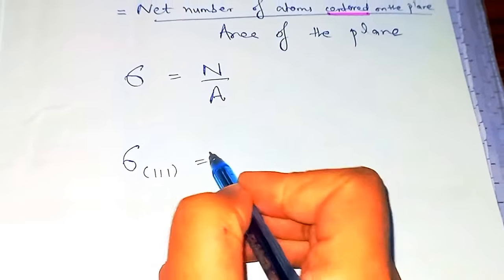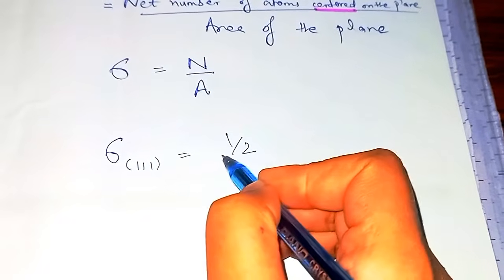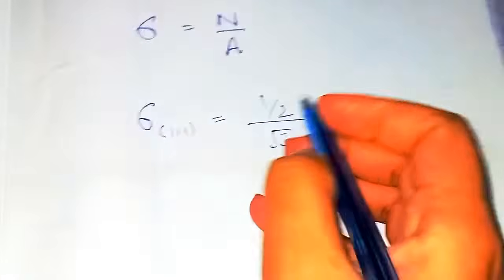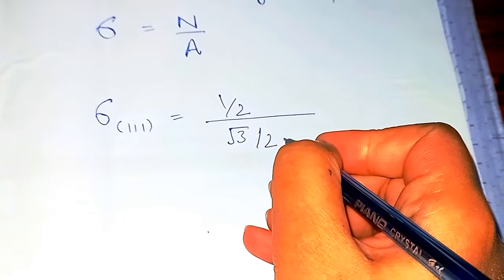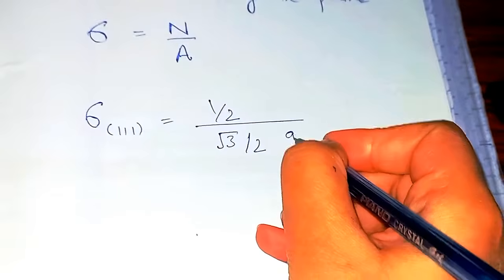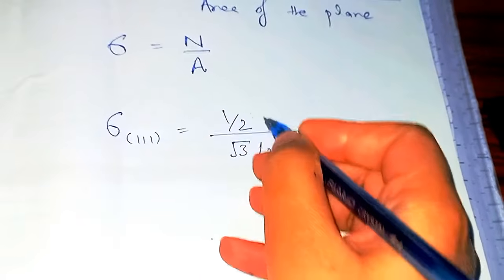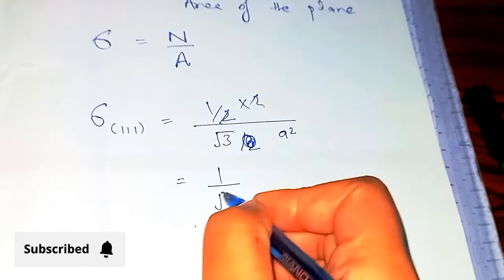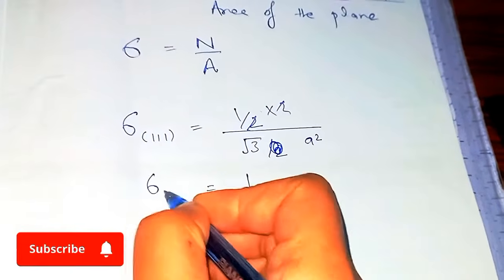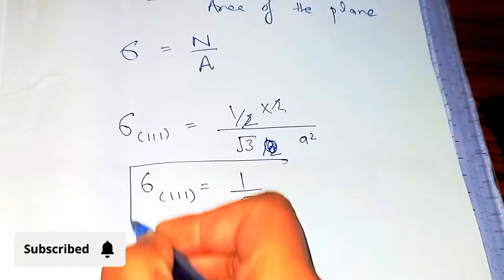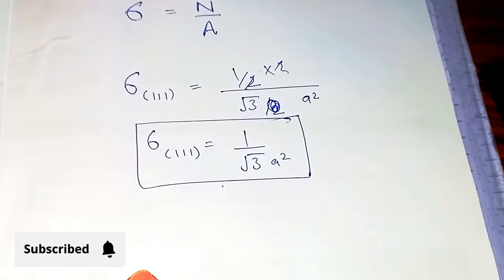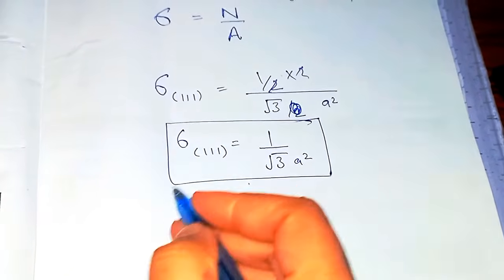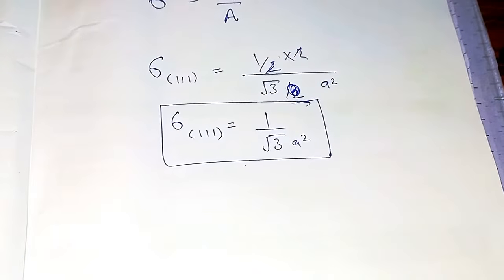Let's put the value right here. In BCC it's 1 over 2 as the total number of atoms, divided by root 3 by 2, multiplied by a square. So this 2 goes up, 2 and 2 cancel out, and it's 1 over root 3 a square as the planar density for the 111 plane in BCC. Alright, so this is the formula in terms of lattice parameter.